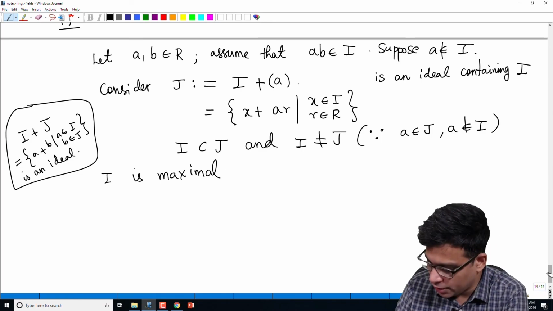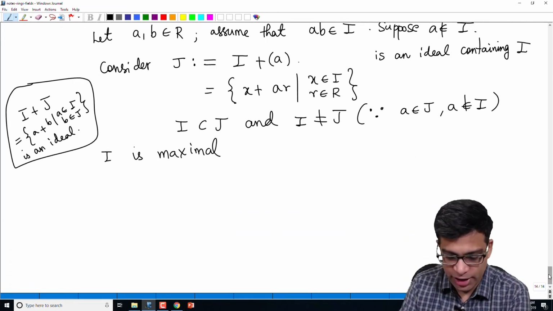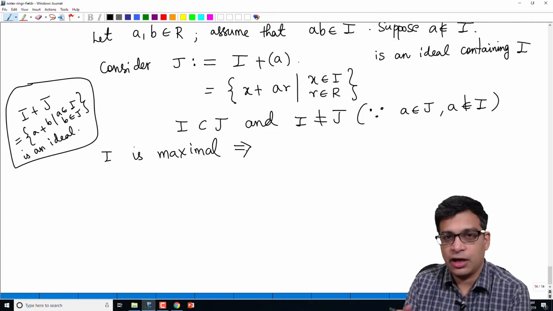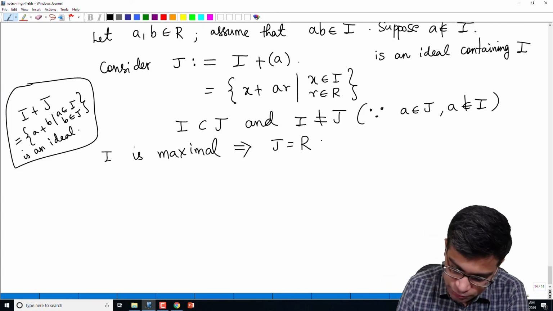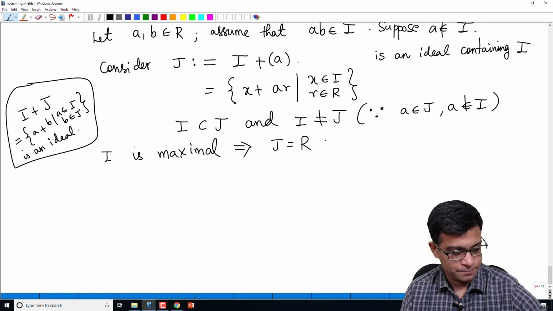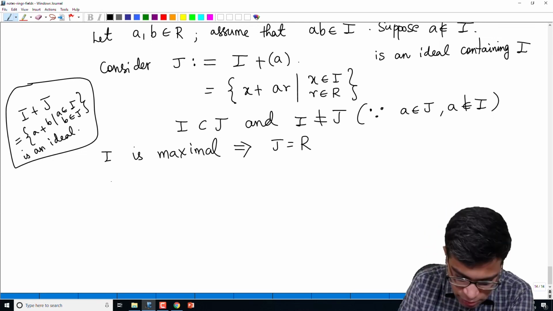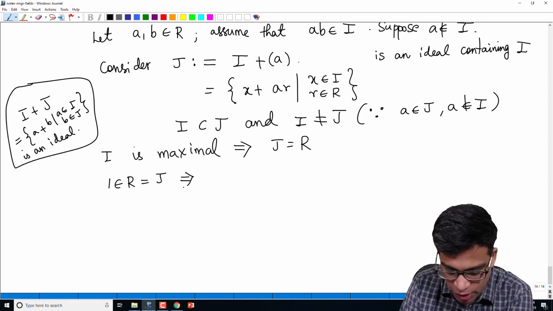We have started with a maximal ideal. I is a maximal ideal which we are trying to show is prime. So I is maximal means there can't be any ideal between I and R properly. J is properly bigger than I. So J must be the entire ring R. That means 1 is in R always, which is J. That means 1 is in J.